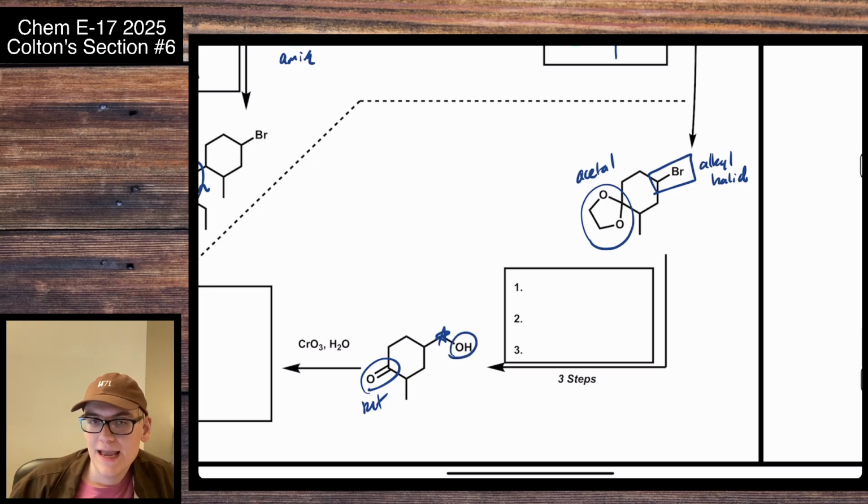So anytime we are thinking about adding carbons, making carbon-carbon bonds, the bell that should go off in our head is Grignards. Grignards and organolithiums. That's our way of making carbon-carbon bonds. So imagine we did as the first step, turn this into a Grignard.